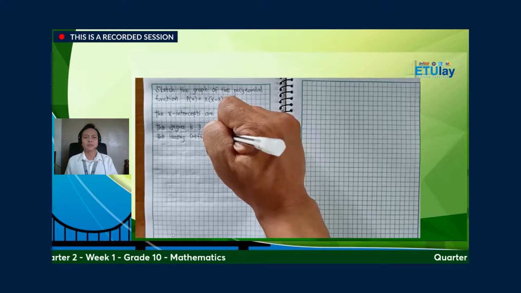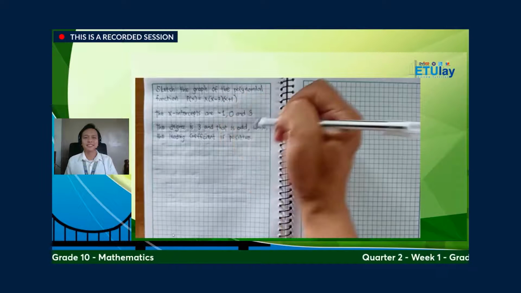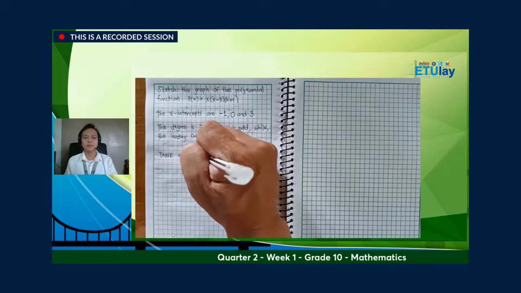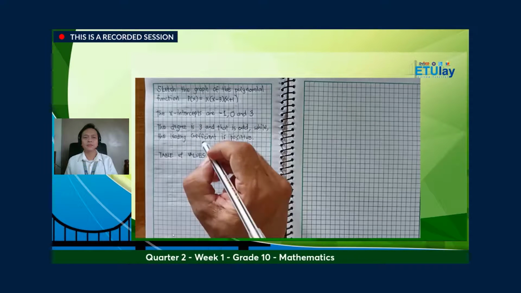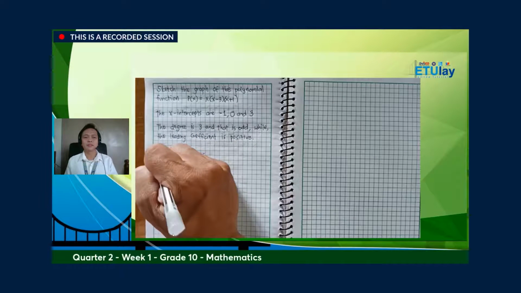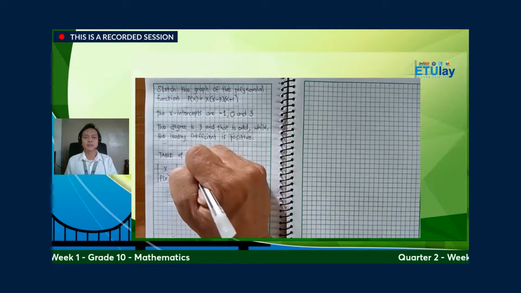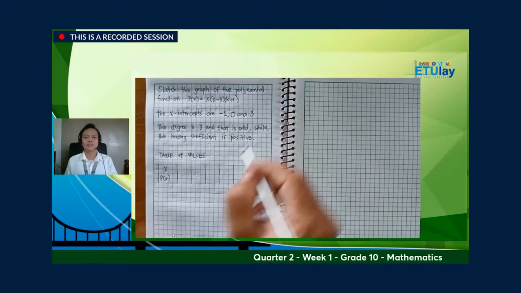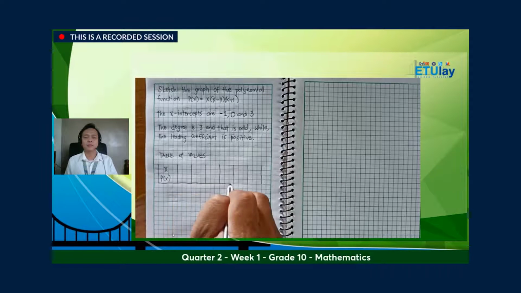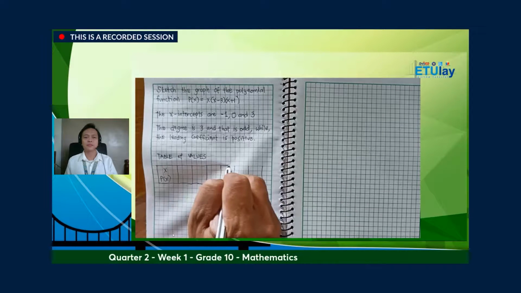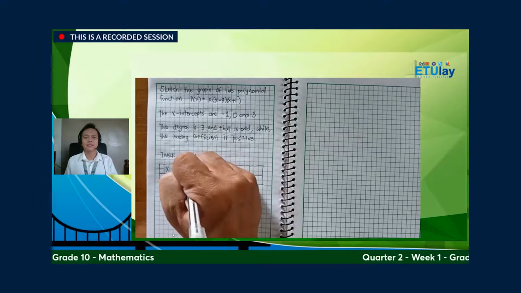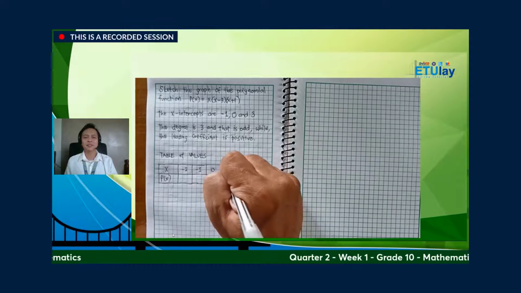Step number 2. Write all the x-intercepts. The x-intercepts are negative 1, 0, and 3. Plot these values to create intervals. Step number 3. The degree is 3, which is odd, and the leading coefficient is positive 1. Thus, the graph falls on the left and rises on the right. Step number 4. Fill in the table of values for p of x by using x values in each interval.